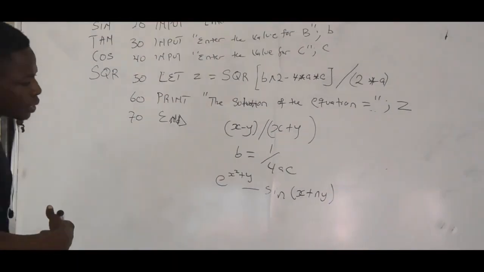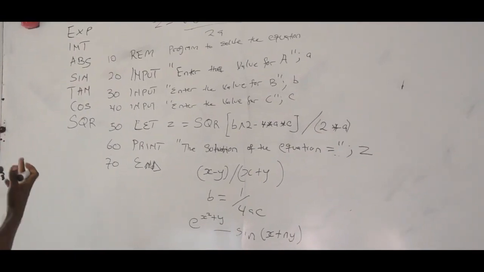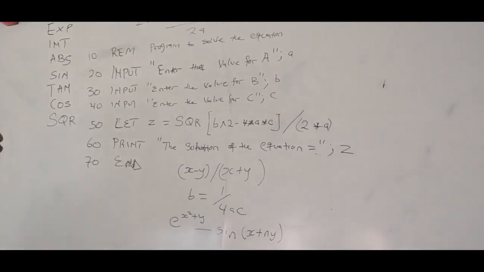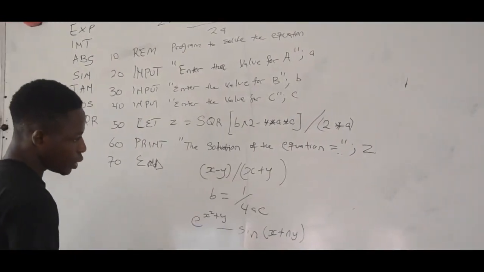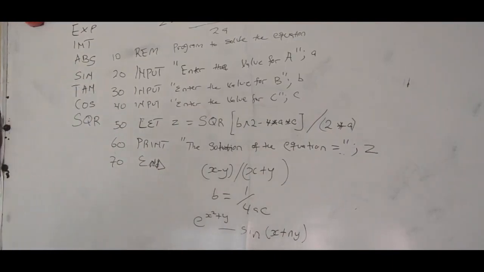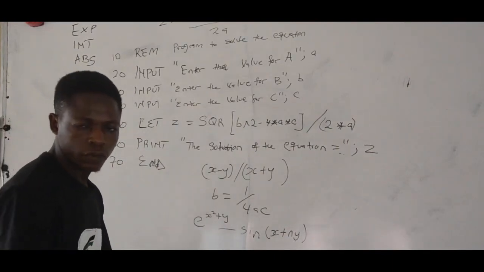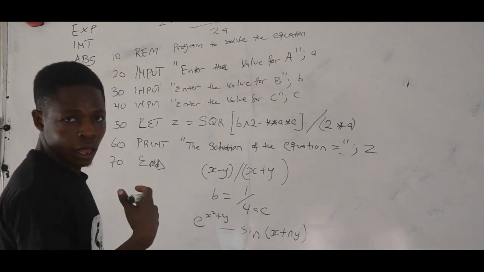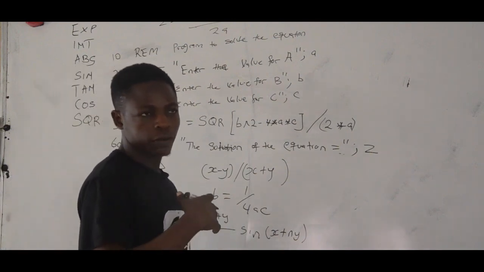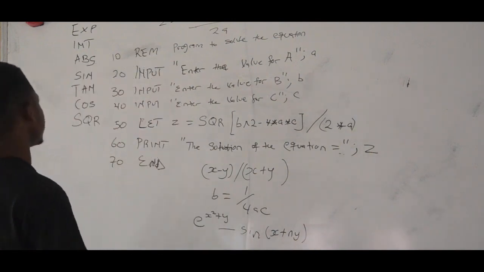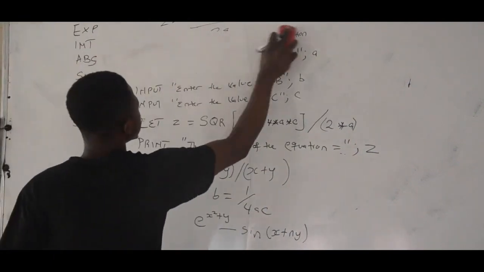So when you see any equation that they tell you to write a BASIC program for, you shouldn't be scared. You just study the equation very well and break it down into smaller pieces. That's why we start from QBASIC, we go to flowchart, we start from algorithm and we solve the flowchart. So we follow it step by step. So I'm going to clean this.